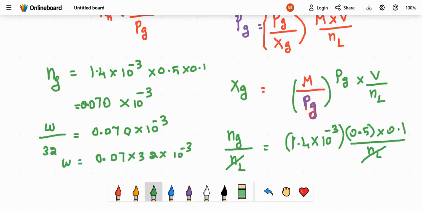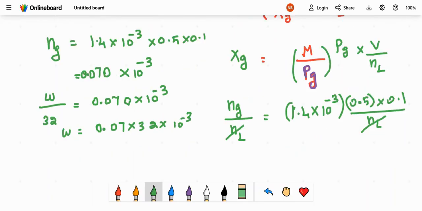Let us work out this one. Okay, so this one will be 2.24 into 10 to the power minus 3. That is actually equal to 2.24 milligram. Hope you have understood that question.